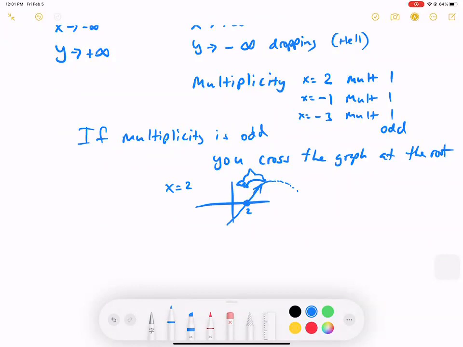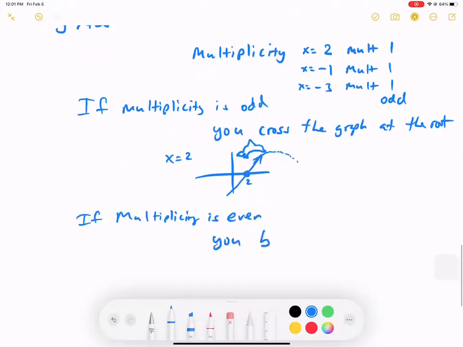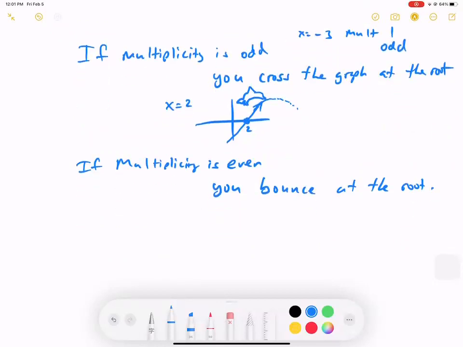It's majestic. Okay. But if my multiplicity is even, that means it happens an even number of times, you bounce at the root. What do you mean by bounce? You ever watch those contestant shows where there are three doors and the person has to run through that door and he's not sure which of those three doors are actually open? And on doors that are open, he just runs right on through and he breaks it like paper. But on the doors that are not open, he bounces off the door and he hits the floor.